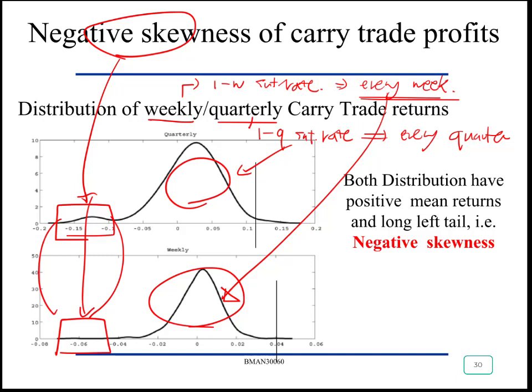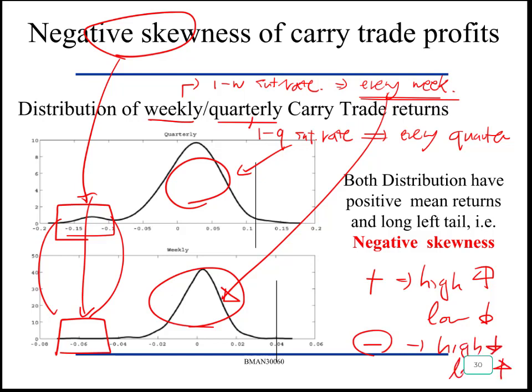You're gonna get positive returns when high interest rate currency appreciates and low interest rate currency depreciates. You're gonna get negative return when low interest rate currency appreciates and high interest rate currency depreciates. So just like the crisis time, when low interest rate currency appreciates, you're gonna get a sudden crash from your carry trade strategy. And historically, it is well known that we often see that kind of crash from carry trade strategy. So we see negative skewness from the histogram computed using the historical data of carry trade returns.